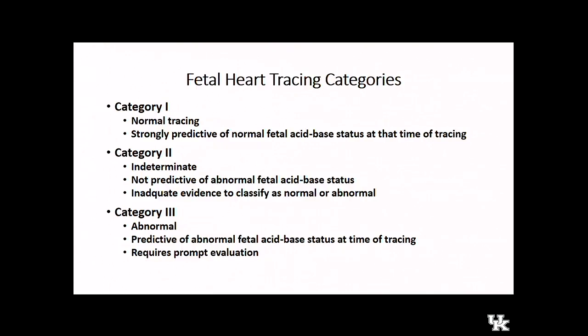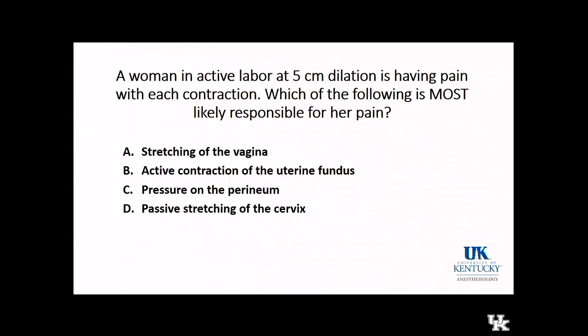And then category 3 is the one you don't want to hear about. Category 3, that's abnormal. It is predictive that you have abnormal fetal acid-base status. You have a baby that's getting acidotic and hypoxic. And in this case, you're going to need to do something, see if in utero resuscitation works. If not, this is the type of tracing where the obstetrician is going to say we need to be going back now for a cesarean delivery.